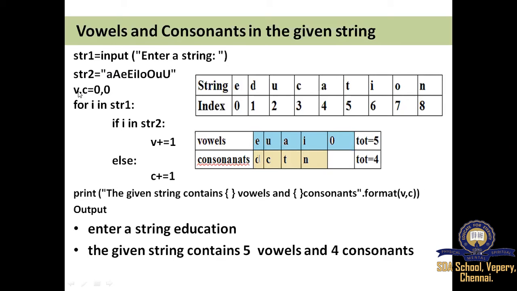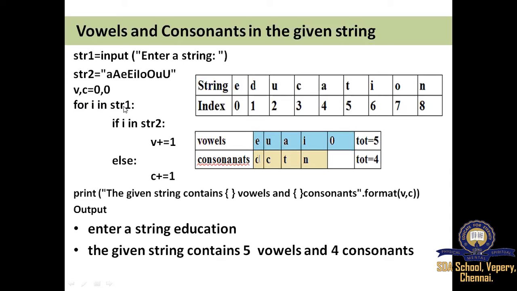Two more variables, V and C. Both are assumed as 0 initially. Just imagine the string entered by the user is education. So education will be stored in str1. Clear? For I in str1. So your for loop is going to iterate. What does iteration mean here? It is going to fetch characters one by one from str1.